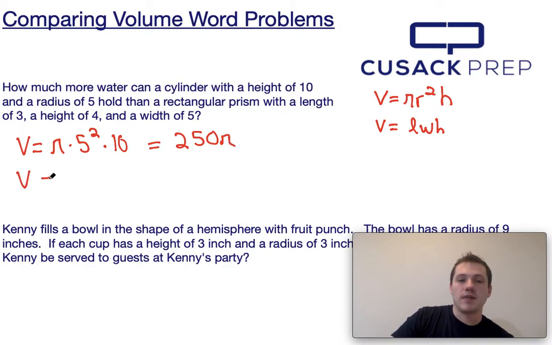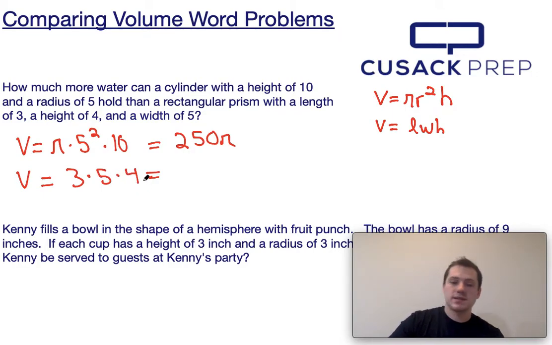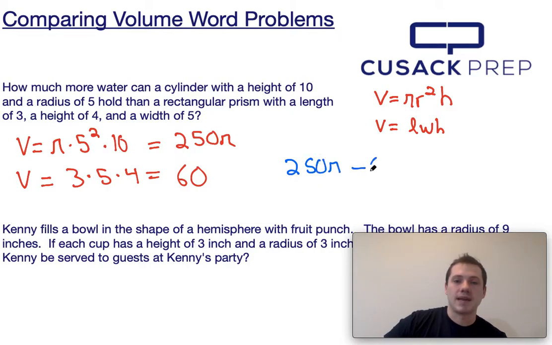The volume of our rectangular prism is length times width times height. 5 times 4 is 20, times 3 gives me 60. Really I should have put units on these, like inches or meters or centimeters, but since there are no dimensions, we're just going to go with it. Since it's asking how much more a cylinder can hold than a rectangular prism, we're just taking the difference of these two numbers. So your answer would be 250 pi minus 60. That's how much more can be held in the cylinder than in the rectangular prism. Not too bad, right? Just comparing one to the other.